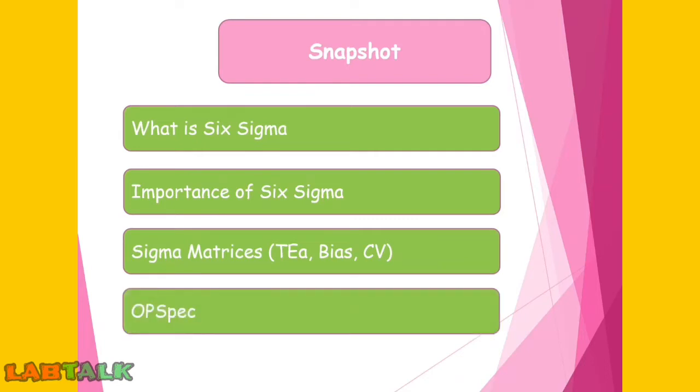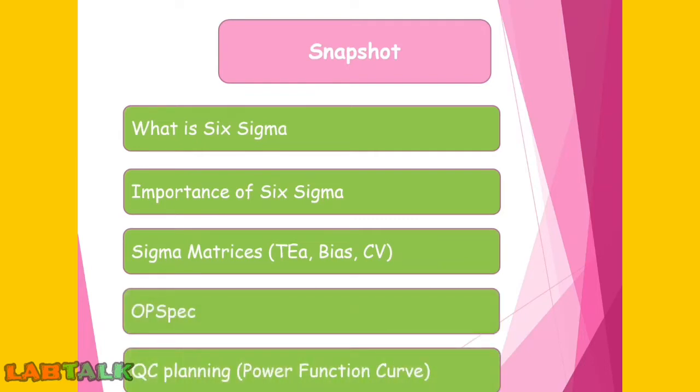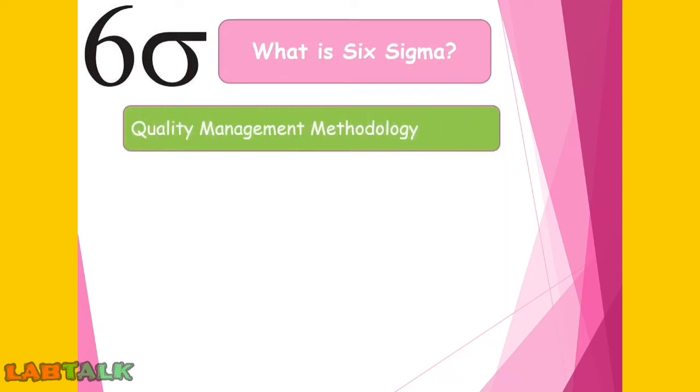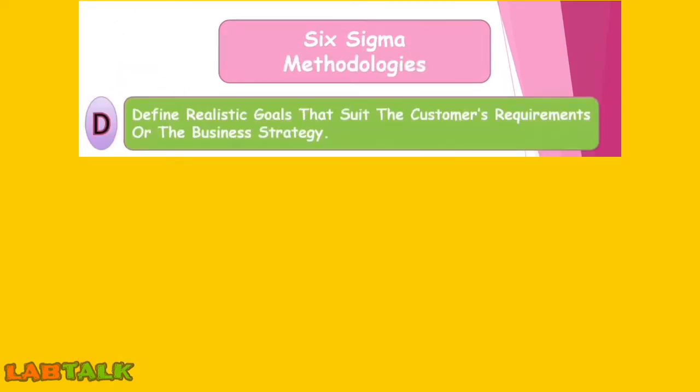So here again, D stands for define. The first D stands for define, which means define the realistic goals that suit the customer requirement or the business strategies. So first of all, we need to define the realistic goals that are as per the customer requirement or that suit the business strategy. So again, a goal or a problem statement, a goal is to be defined as per the customer requirement.